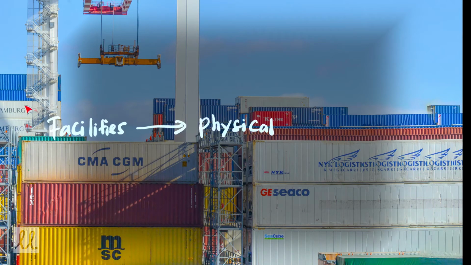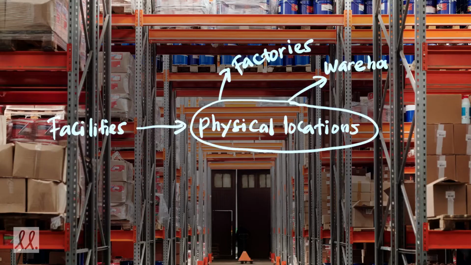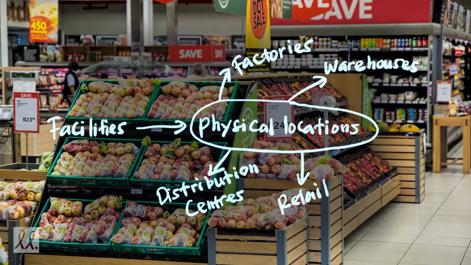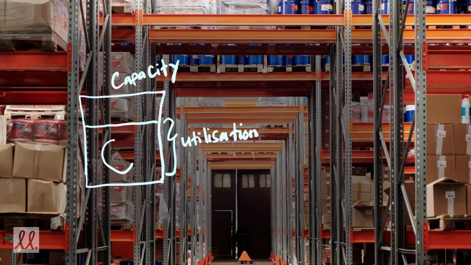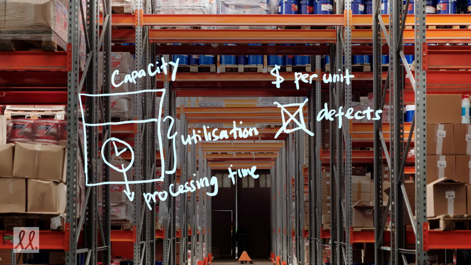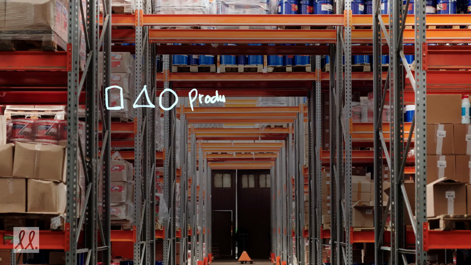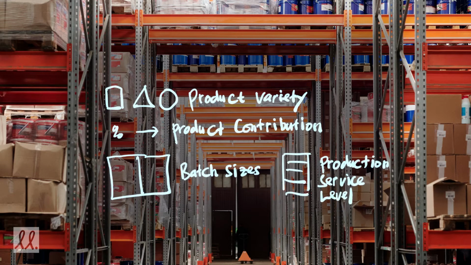Facilities refer to physical locations in the supply chain, such as factories, warehouses, distribution centers, and retailers. Examples of measures used to assess the performance of these facilities are capacity, utilization, processing time, production cost per unit, defects, cycle time, product variety, product contribution, batch sizes, and production service level.